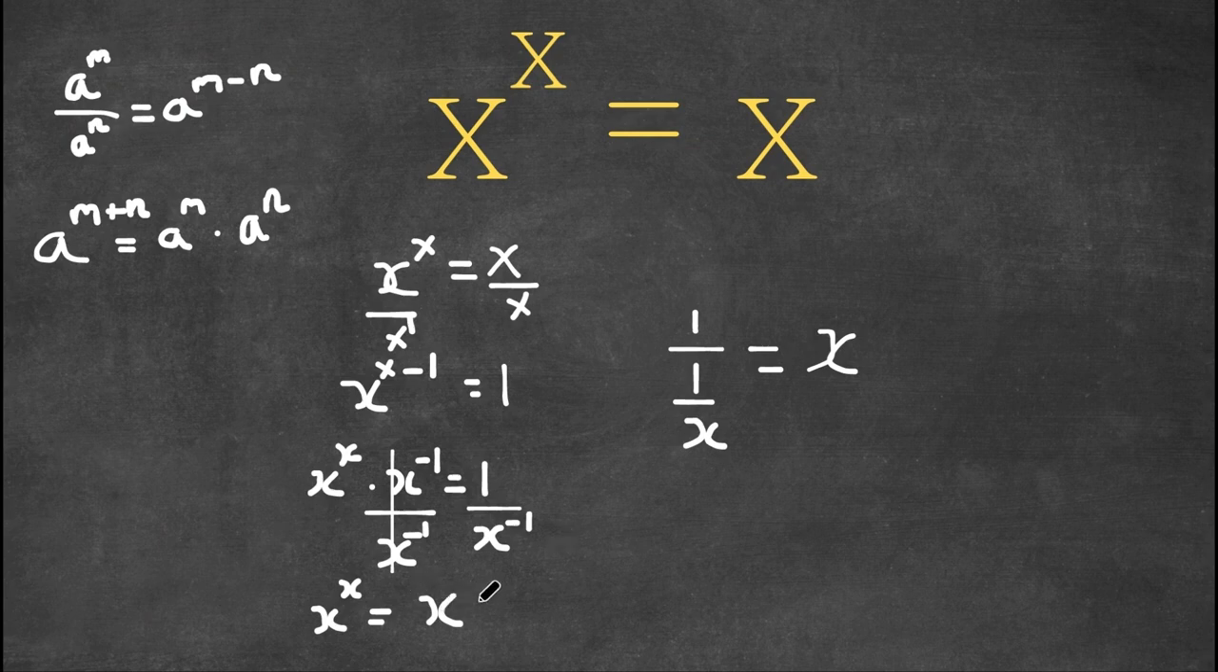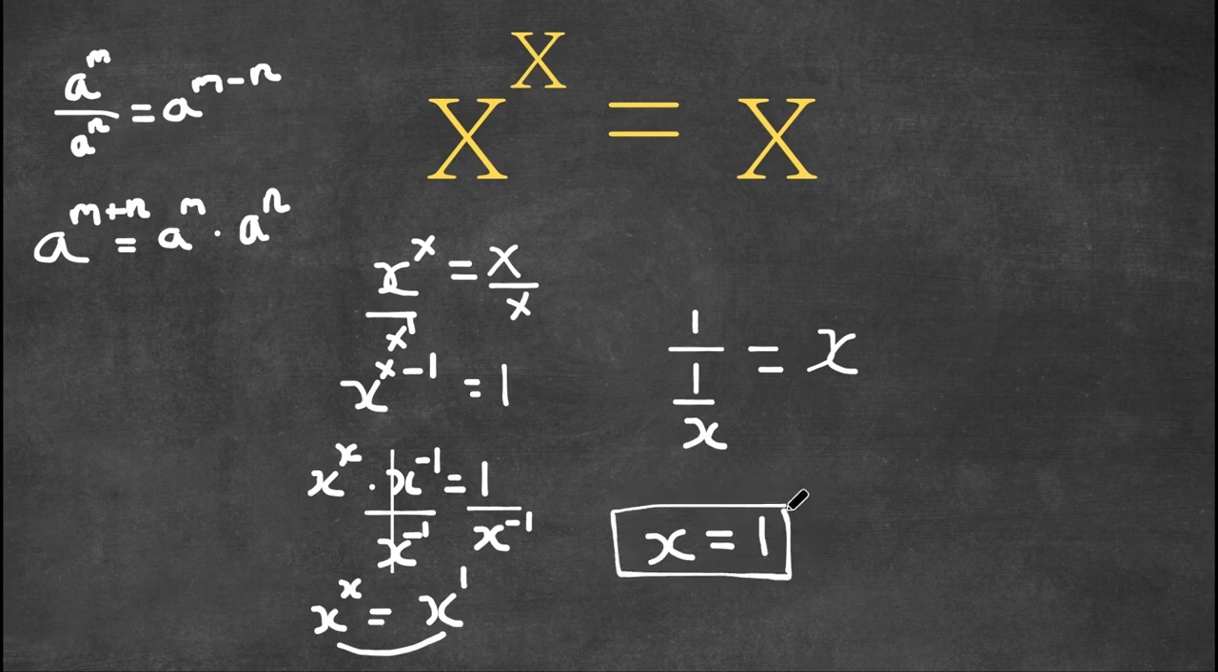And now, the exponent for x is actually 1, right? So we have x to the power of x is equal to x to the power of 1. And as you can see here, we have the same bases for both of these, meaning if we have the same bases, our exponents are the same as well. So if we set our exponents equal to each other, we get x equals 1. So we get x equals 1, and this is a solution.